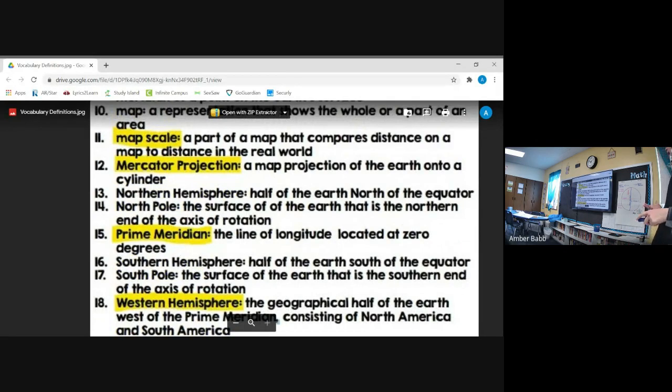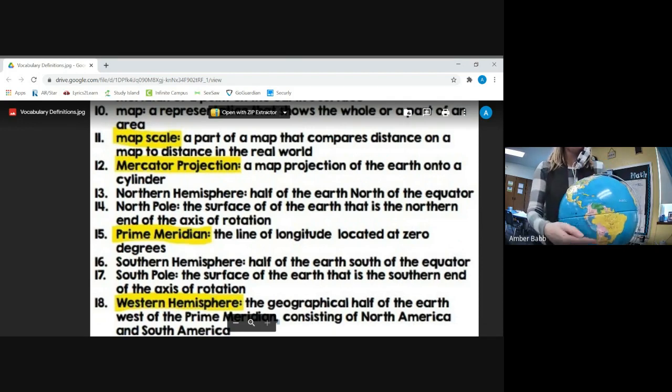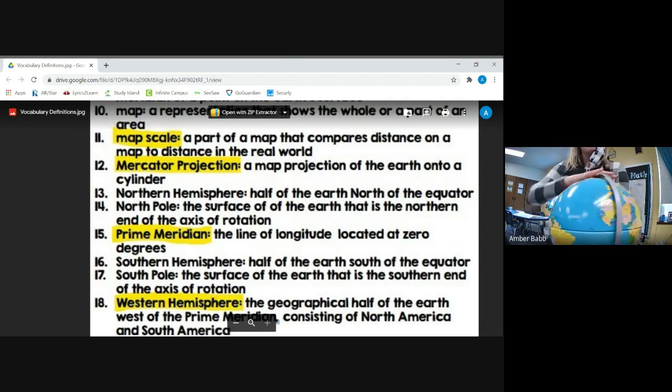It's just the half of the Earth west of the Prime Meridian. And if you look at number 18, we are in the Western Hemisphere. North America and South America are in the Western Hemisphere. We're on the western half. So if I divide Earth up on the Prime Meridian, I've got North America here, South America here. This is the Western Hemisphere.